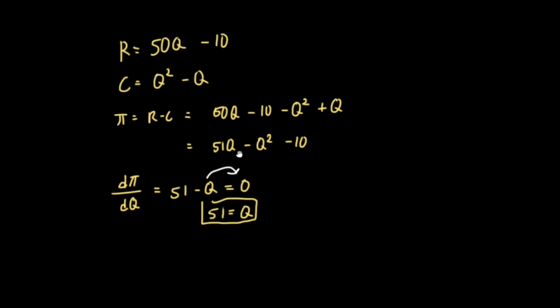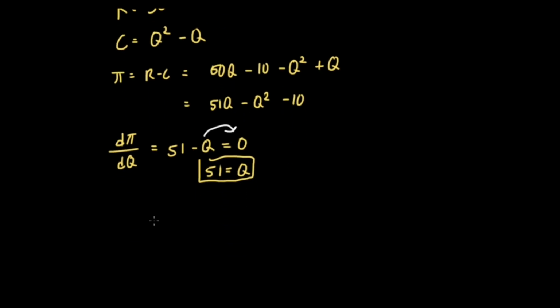Now to check if 51 actually gives us the maximum or the minimum, what we're going to do is take the second order derivative. So we're going to take d2pi over dQ2, and this would be equal to negative 1, which we know is less than 0, and therefore when Q is equal to 51, pi is at its maximum.